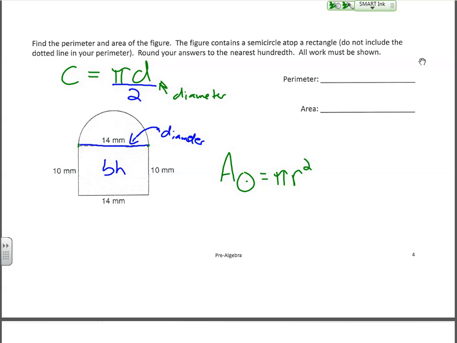What does the r stand for? Lucas? The radius. What's the radius of a circle? It's half the diameter, essentially, because it's from the middle to the edge. I should not point to diameter. I should do radius. Okay?